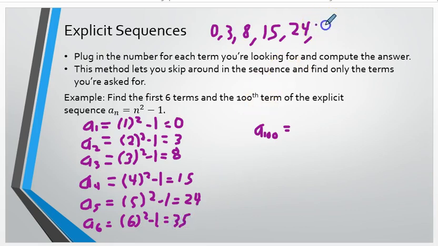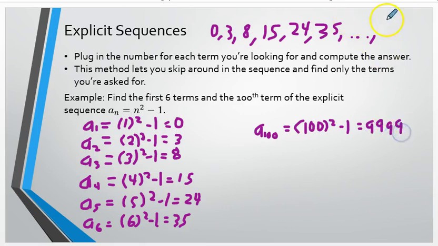Now this one did also ask us to go far ahead in the sequence, skip a whole bunch of terms. So I'm just going to use a dot, dot, dot to indicate that there are a whole bunch of other terms that happen in here in the middle. And we're going to find the 100th term. Well, if you compute 100 squared, that would be 10,000. And then when you subtract 1, that would be 9,999. So way down the line in the sequence, we would have the number 9,999.